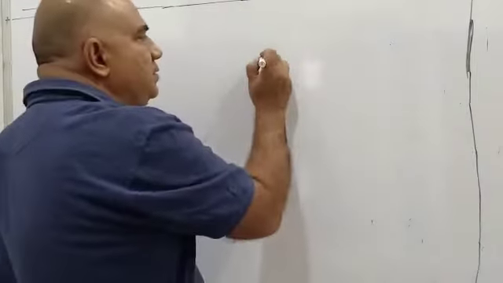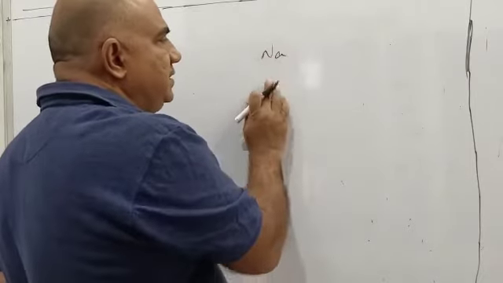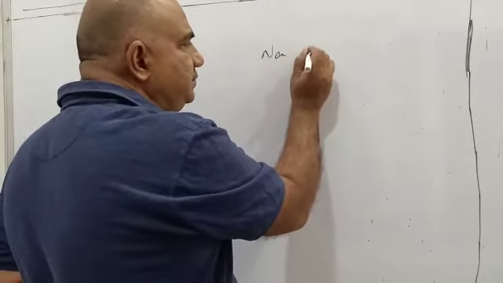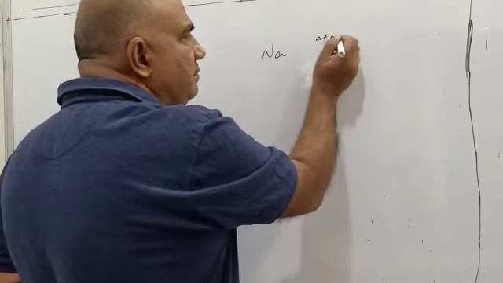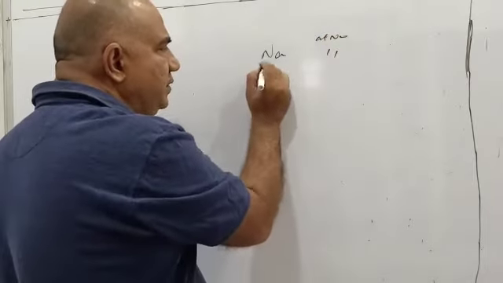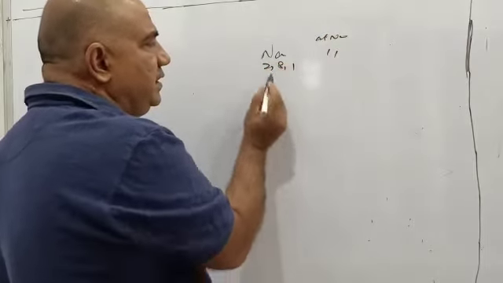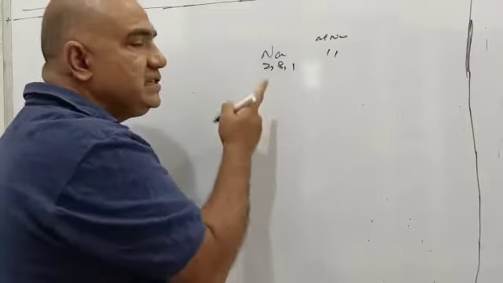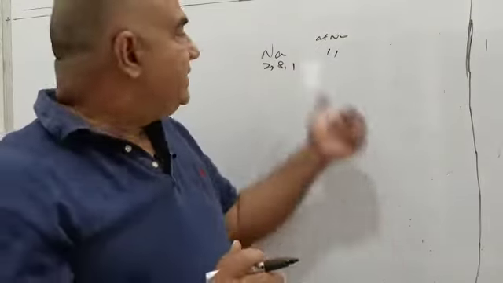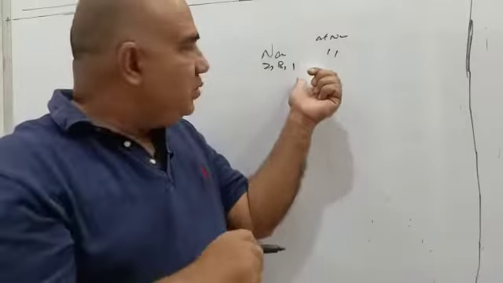So I will talk about sodium first. The atomic number is 11, and the electronic configuration is 2, 8, 1. Now this wants to gain the same configuration as that of a noble gas. So what it will do, it will lose one electron.